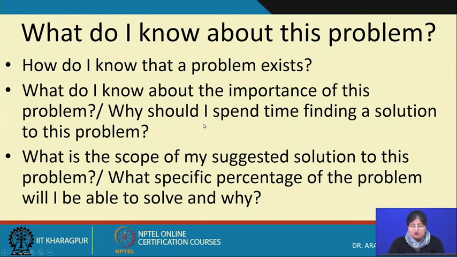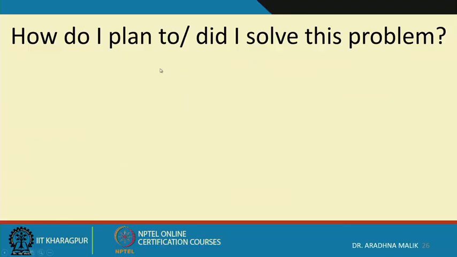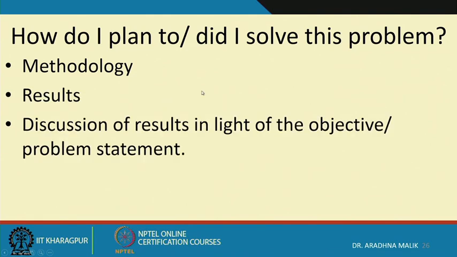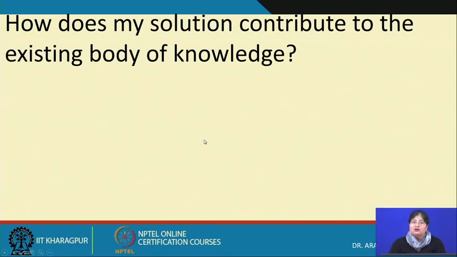Then, what is the scope of my suggested solutions to this problem? What specific percentage of the problem will I be able to solve, and why? All of this, the points, the most crisp information about this will go into your outline. How do I plan to, or how did I solve this problem? The methodology, the results, the discussion of the results in light of the objective or problem statement. All of this will be listed in your outline.